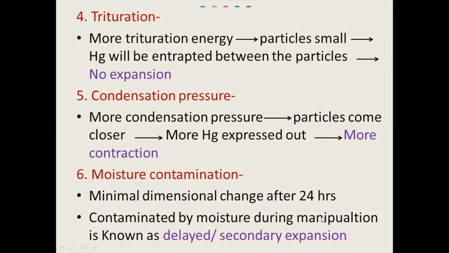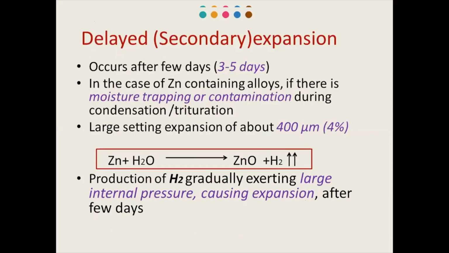Okay. Now the moisture contamination. Ideally, all the silver amalgam, meaning the normal mixed silver amalgam, shows minimal dimensional change after 24 hours. That is acceptable. But if the amalgam mix gets contaminated by moisture during the manipulation, it is known as delayed or secondary expansion. So the most commonly asked short answer question is delayed expansion. Most commonly asked, so I am taking it in detail. So delayed expansion is also known as secondary expansion.